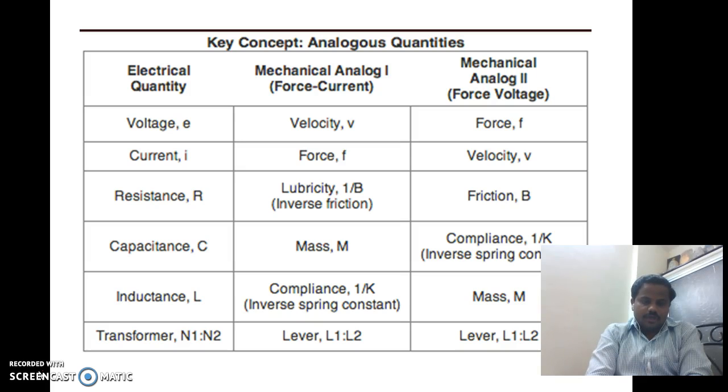In this presentation we have seen what an analogous system is and what analysis of a mechanical system deals with. We have seen two types of motion, translation motion and rotational motion, in brief, and also the table and the relation between force current analogy and force voltage analogy with the electrical quantity.